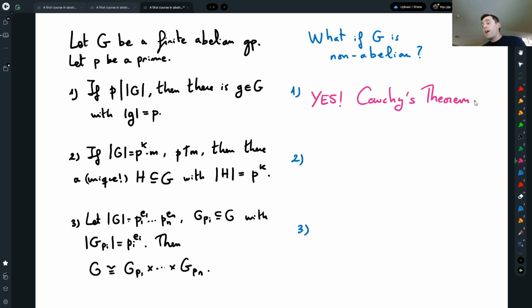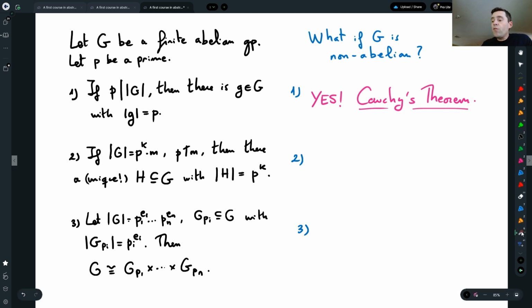For any finite group, if p divides the order of the group, there is an element of order p, and that is Cauchy's theorem, which we are going to prove in one of the next videos using group actions and the class equation.